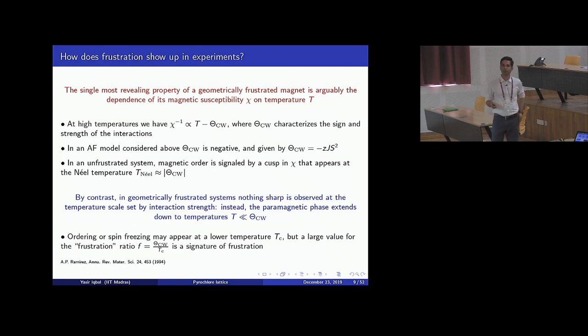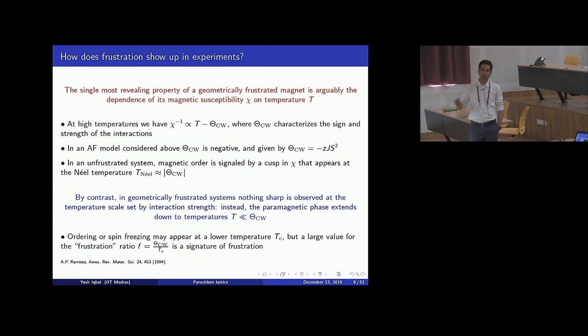If you look at experiments, then the single most revealing property of geometrically frustrated magnets is captured by the magnetic susceptibility. In an unfrustrated system, there will be onset of magnetic order at a temperature typically given by the interaction energy scale in the system, and there will be a cusp in the susceptibility at the Néel temperature. In geometrically frustrated magnets, nothing sharp would be observed at that temperature scale, set by the interaction strength, and the paramagnetic state would extend to temperatures much smaller than the Curie-Weiss temperature.